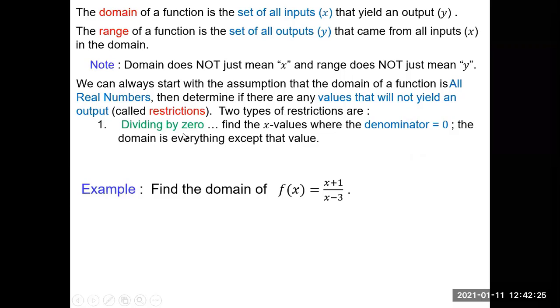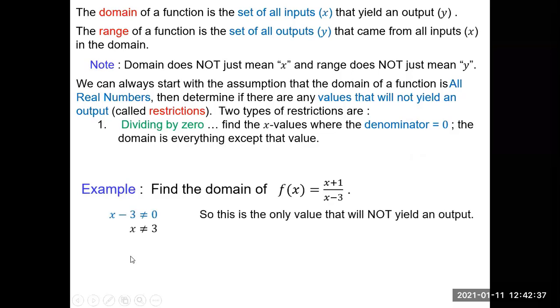In order to find out what would cause me to divide by 0, that would mean that we would want the denominator to be 0. So let's find the values of x where the denominator is 0. Well, in this problem right here, that would just mean where is x minus 3 equal to 0? Well, that's obviously going to be when x is equal to 3. So we should realize that this is the only value that will not give me an answer. If you try to plug in 3 to this function, notice we get 4 over 0, which is undefined. Be careful, that's not equal to 0.